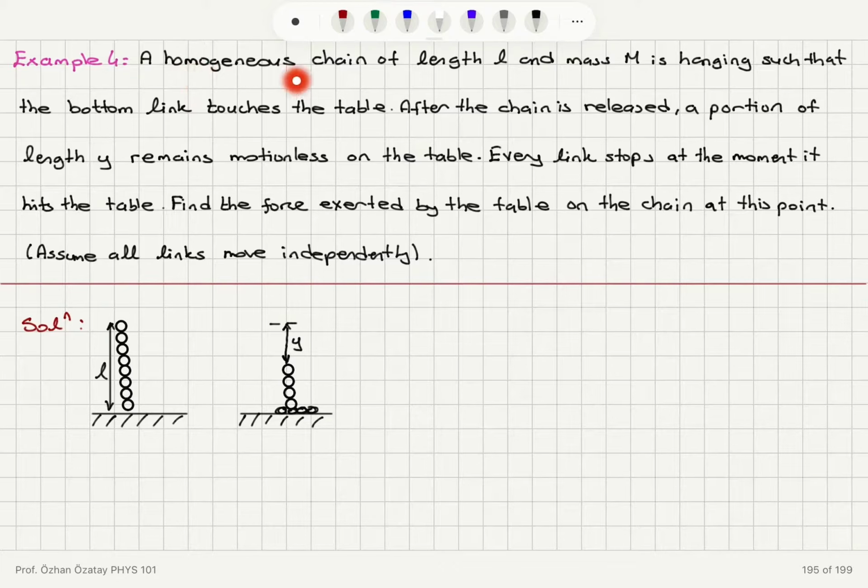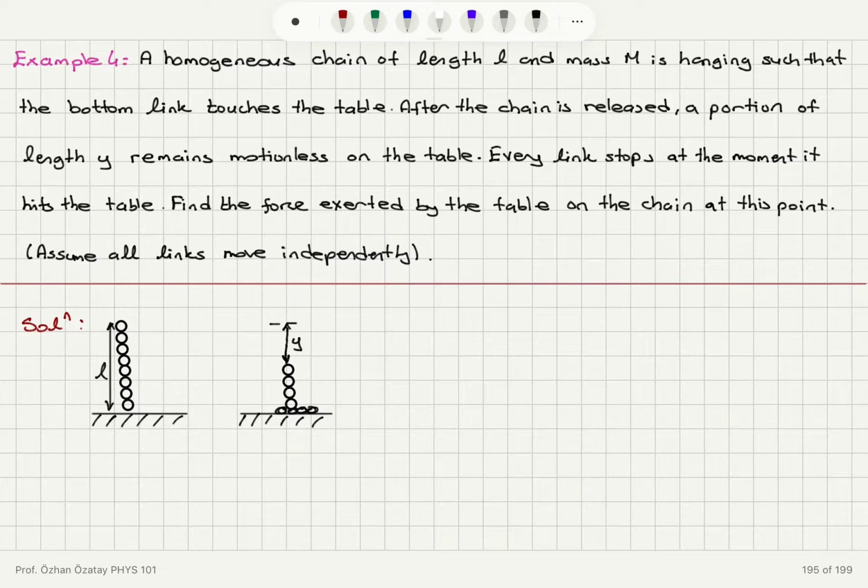A homogeneous chain of length L and mass capital M is hanging such that the bottom link touches the table. After the chain is released, a portion of length y remains motionless on the table. That means a portion of length y has fallen down onto the table. Every link stops at the moment it hits the table. Find the force exerted by the table on the chain at this point. Assume all links move independently.